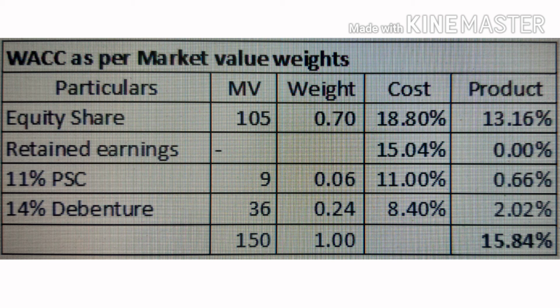Of course, the cost of capital will remain the same, and we have to multiply the weight with the cost, and the product will be 13.16 in the case of equity share capital, and retained earnings is 0, 11% preference share capital 0.66, and 14% debenture, it is 2.02. The total or the weighted average cost of capital as per the market value is 15.84%. We have taken the market value of retained earnings as nil.